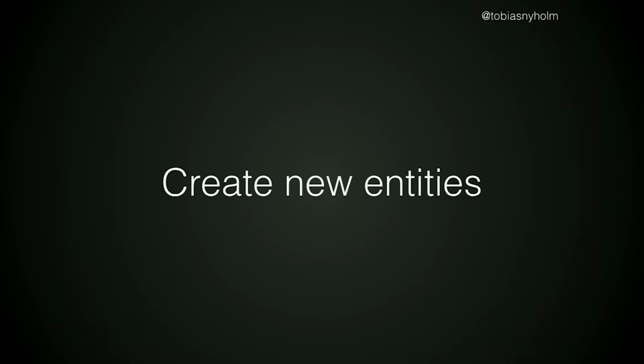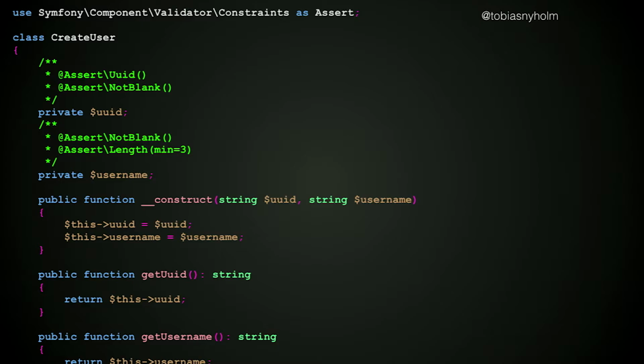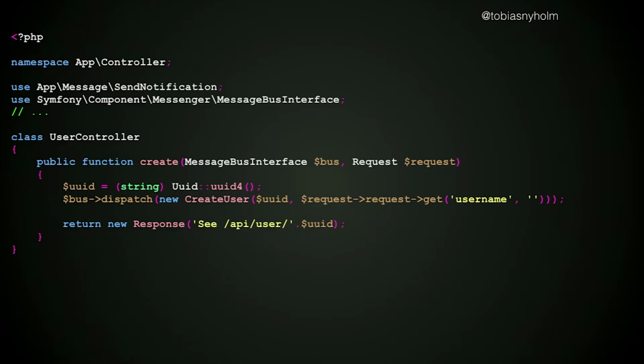And the answer is you use UUIDs. And you add this to the command. This is my create user command. It only takes a username and a UID. And my controller is creating a new UID and then gives the command. And I trust my handler to use that UID for the new user.